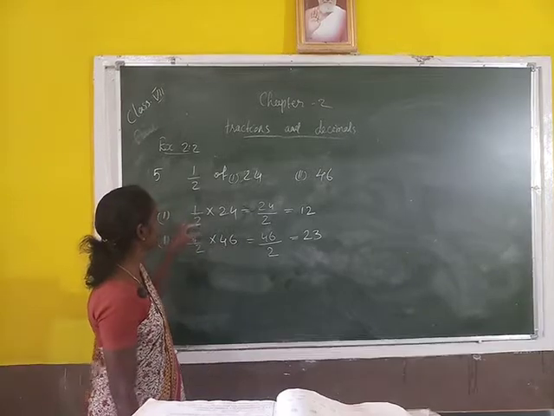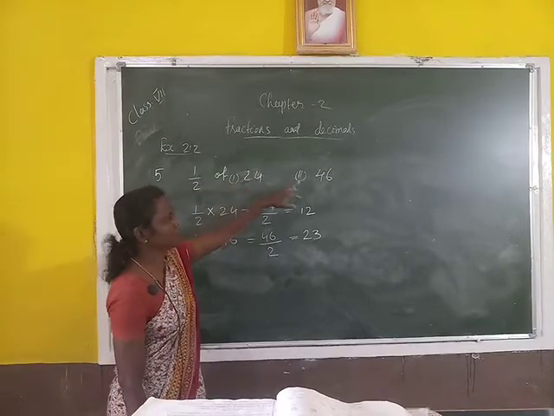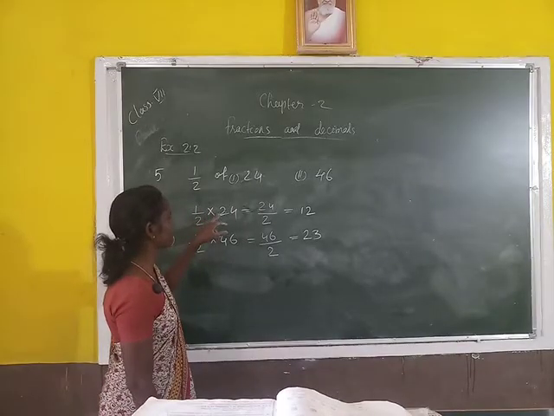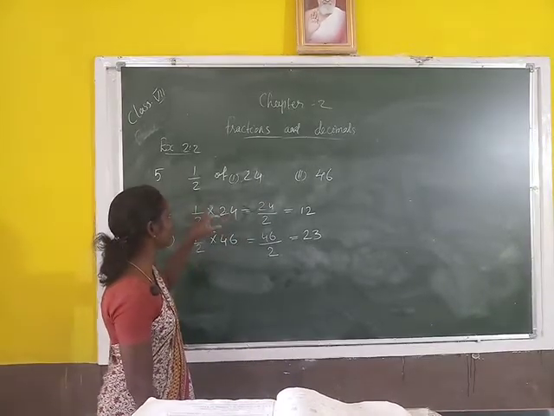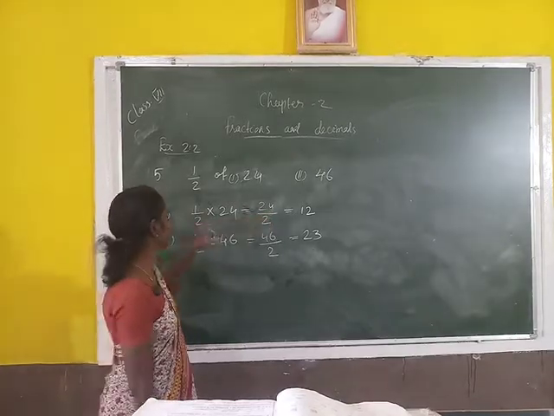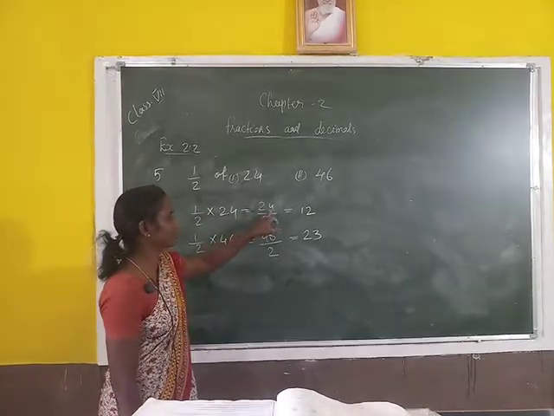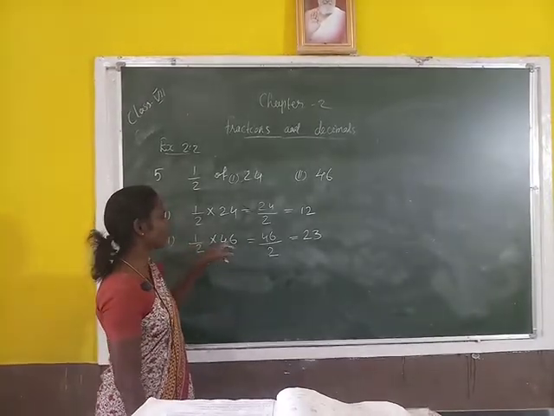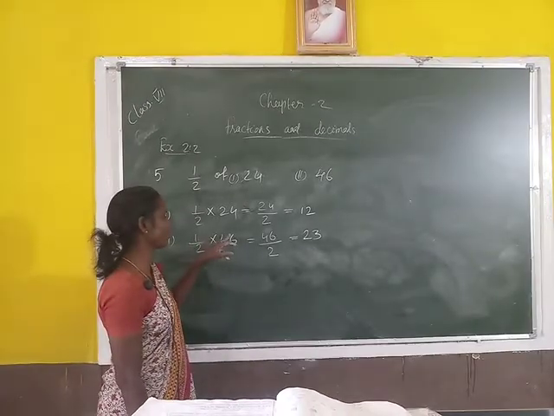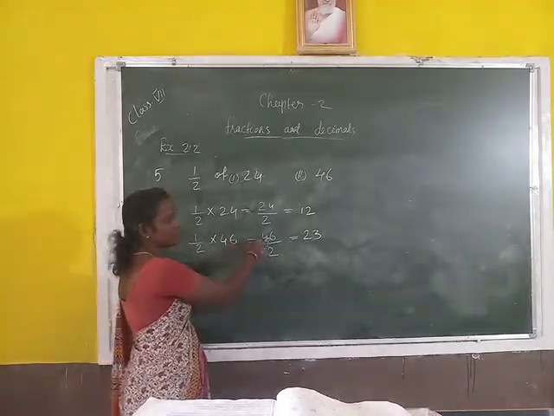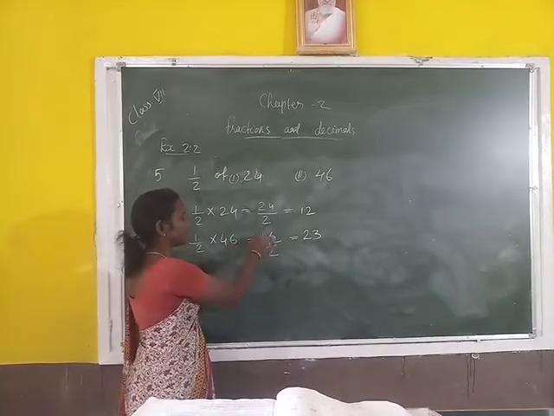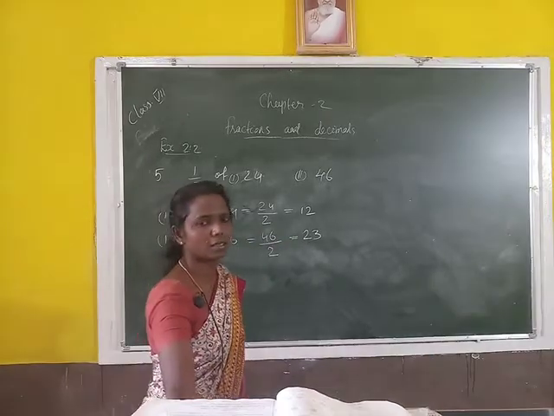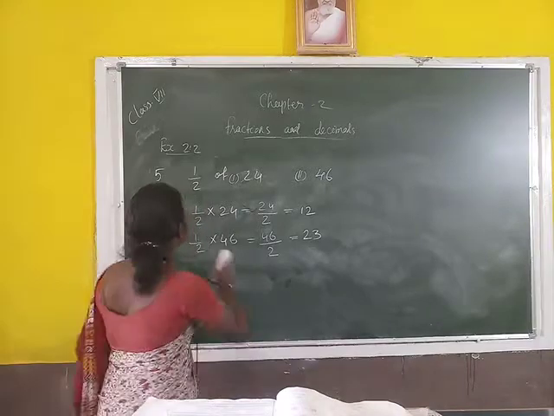Is it clear? Half of 24 and half of 46. Then half, 1 by 2 multiply 24. Then 1 into 24 we get 24. Then divided by 2. 24 divided by 2, which number? 12. Then 1 by 2 of 46. 1 by 2 multiply 46. 1 into 46, 46. Then 2. Then 46 divided by 2. Which number? 23. Is it clear? Then next question number 6.